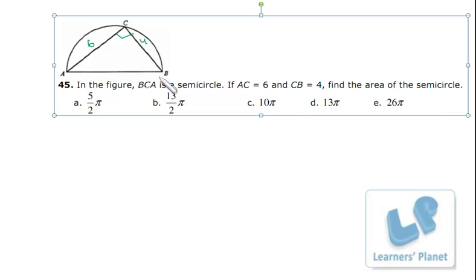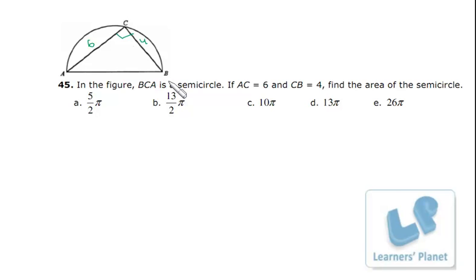So using Pythagoras theorem, we can say that it is 36 plus 16. AB must be root 52, right? 6 square plus 4 square, 36 plus 16, that is 52. So AB will be root of 52. So the radius must be root 52 by 2. So that is the radius of this semicircle.